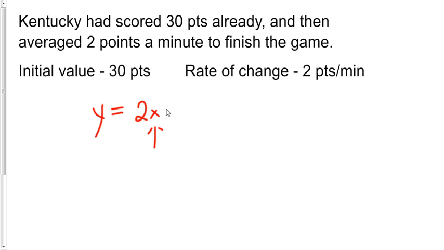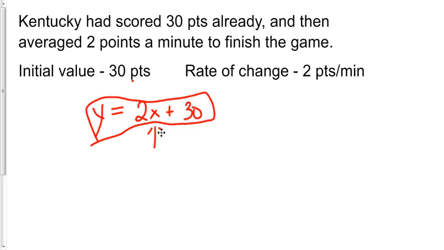And what's going on with our initial value? Well, that's 30. It's going to be joined either by subtraction or addition. Are we going to build on this 30 points, or are we going to take away from the 30 points? If we're building to it, we need to add it. If we were taking away, we would subtract. That's it. The equation is built.